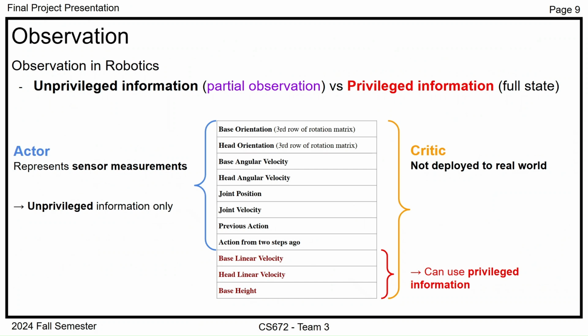We use different observations for our actor and critic. As stated before, a realistic actor must only use unprivileged information, which is data that can be obtained from sensor measurements. However, since the critic is only used in training and never deployed in the real world, privileged information is used to enhance its performance. This difference can be interpreted as the actor given partial observability, while the critic is granted full observability.